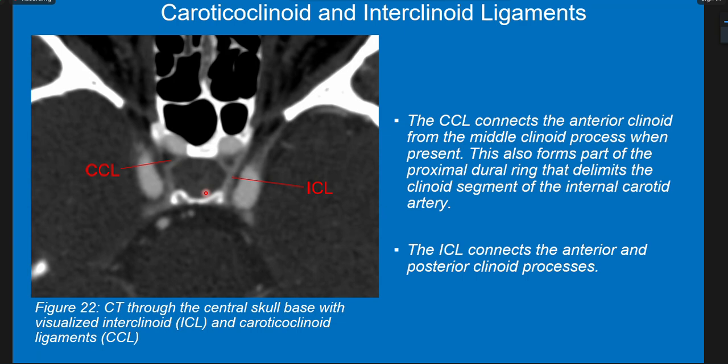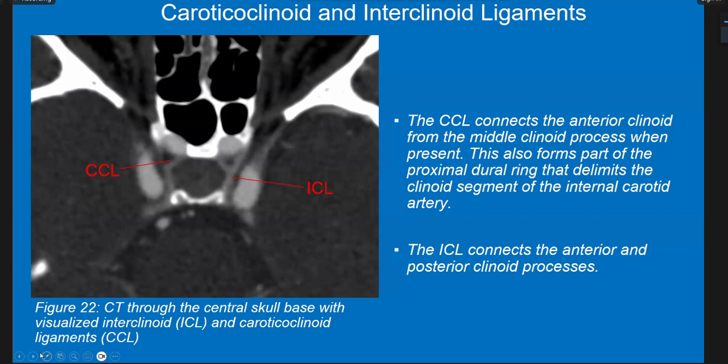So there's a short segment of the carotid that is called the clinoid segment, and basically the proximal and distal dural rings delineate the very short segment, the interdural segment. Part of the proximal dural ring is the carotidoclinoid ligament. And here you can see the interclinoid ligament connecting the anterior and the posterior clinoid processes.